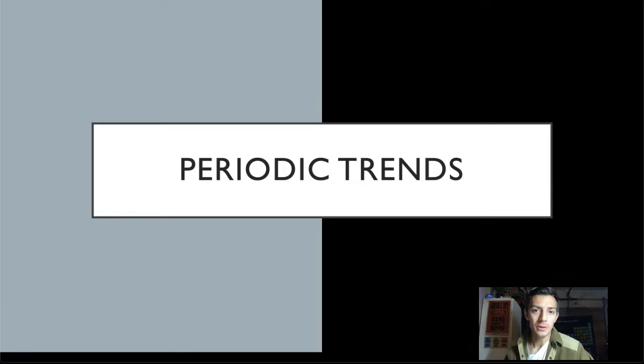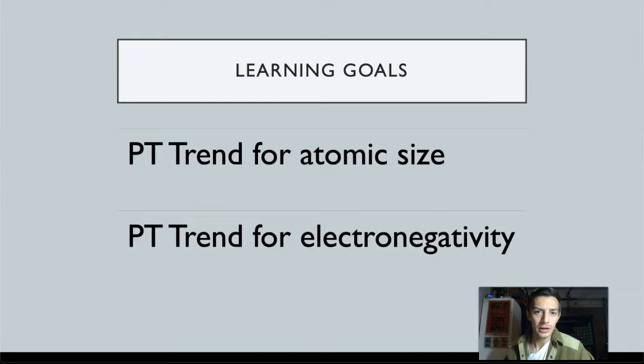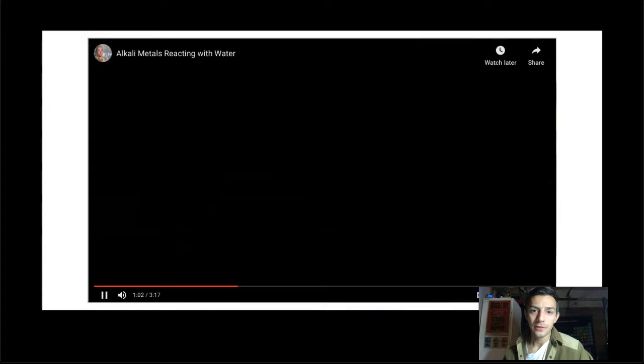Hi students, this video is on periodic trends. In this video you'll learn that there's a periodic trend for atomic size. You'll also learn that there's a periodic trend for something called electronegativity. We'll start with a video.